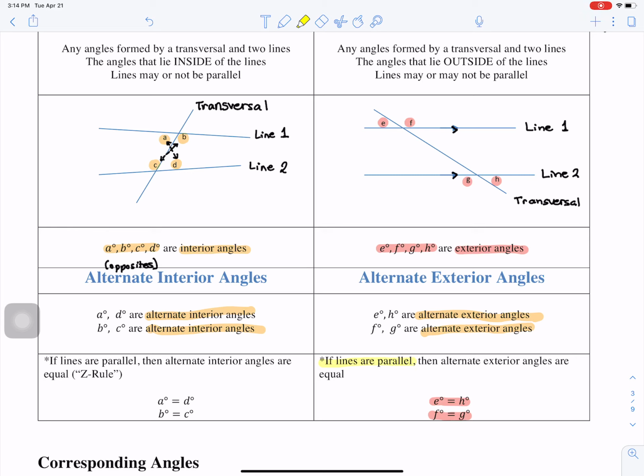Another way you can think about this is like a Z rule. I'm going to draw a weirdly shaped Z. You can see E and H are on the opposite parts of the Z, and F and G are on the opposite. If line 1 and line 2 were parallel, I could make this interior and that interior the same. I could also make this interior and that interior the same. So the alternate exteriors or alternate interiors will be the same when you have parallel lines. But if you don't have parallel lines, you cannot make that assumption.